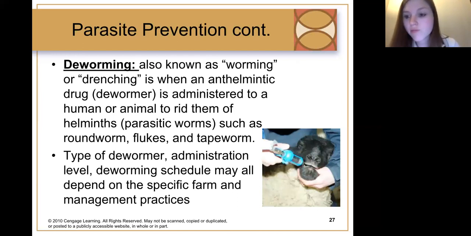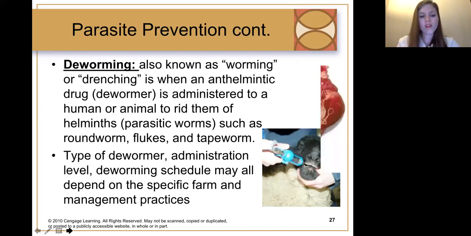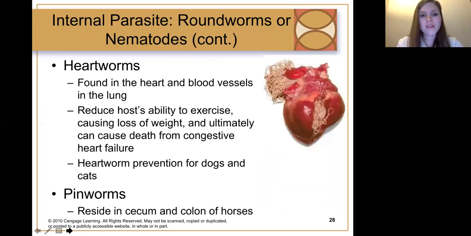That's a really, really good management practice. If you have animals, especially grazing animals, you need to be familiar with deworming and what that entails. And be aware that the type of dewormer you're using, how much you're using, and how often you're giving it really can depend on the farm. But overall, just be familiar with what deworming is and what it's used for. We've talked about lots of different parasites, so I'm not going to get too detailed on that.